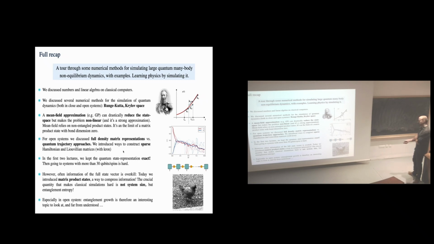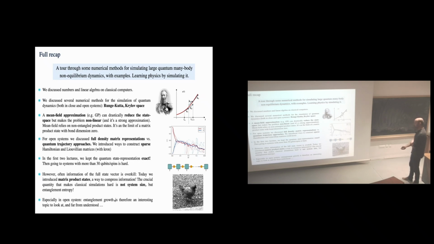And in the first two lectures, we were really staying in this exact regime. So if you want to keep the full state, keeping all of the information even if you don't need it, then you can do something like 30 qubits on just a classical computer. But of course, the information in a full state is just overkill. So it's much better to find ways to compress the information that you actually need. Here I introduced these matrix product states, which are a compressed way of writing down a state vector, still keeping a full state vector representation.